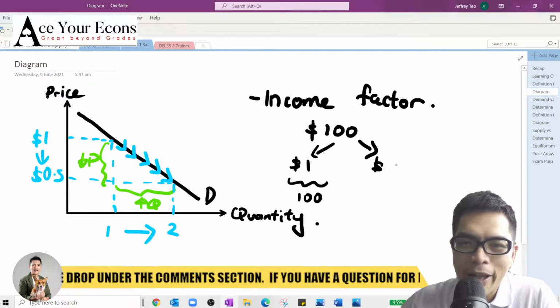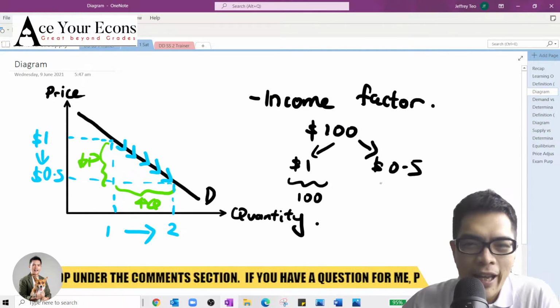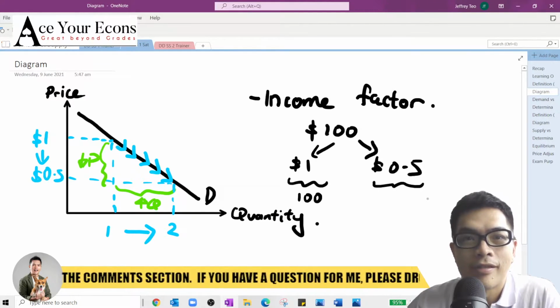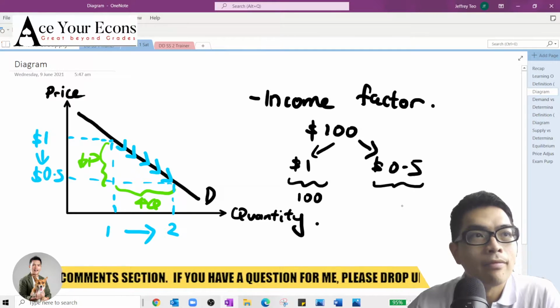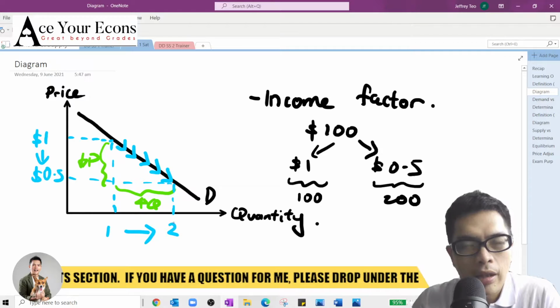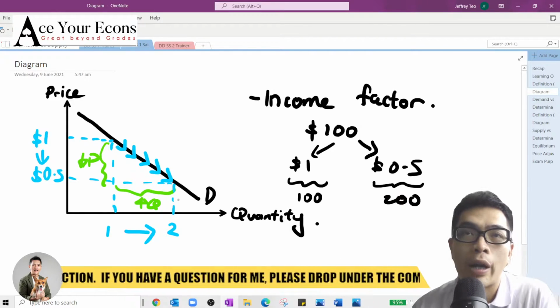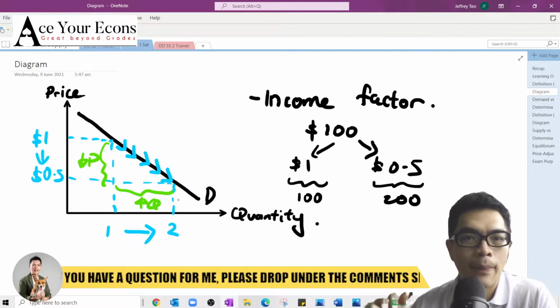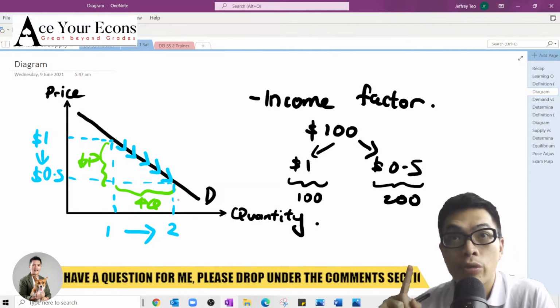Okay, so if Milo Peng or Ice Milo becomes 50 cents, how many cups can we afford here? 200. Yes. So we can actually see that because of a fall in price, consumers experience a higher purchasing power, and there is no change in income.